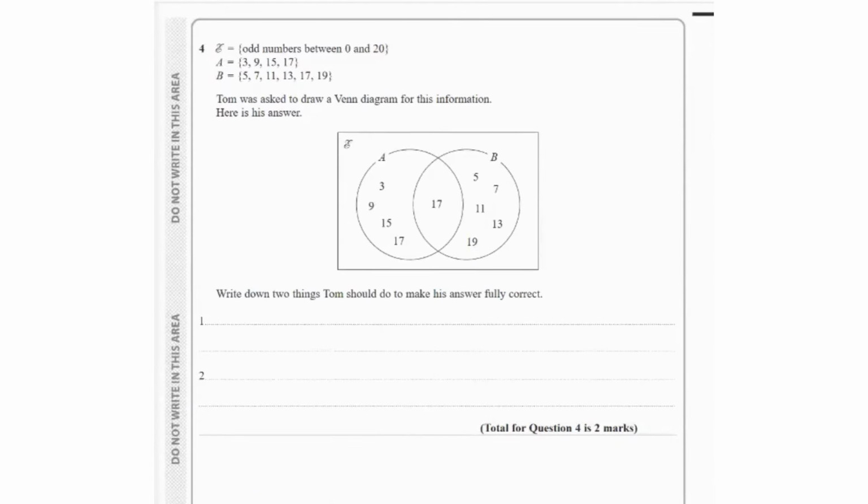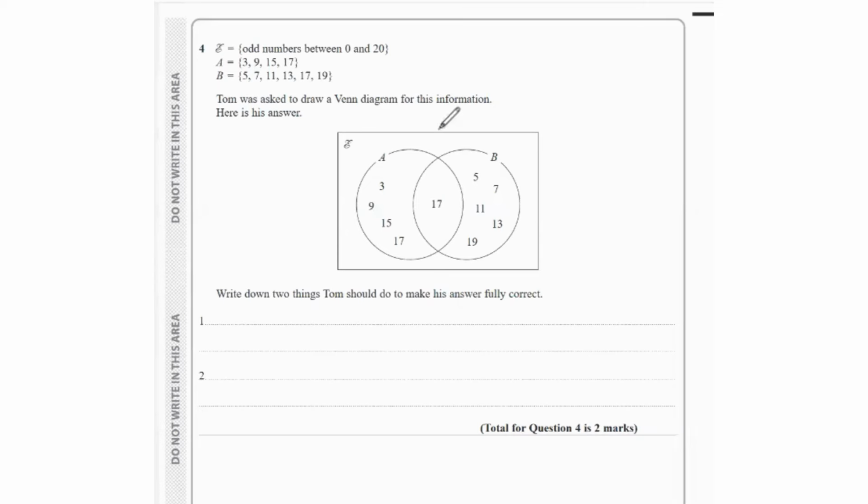Then it says that we have a universal set which has odd numbers between 0 and 20. Set A has the elements 3, 9, 15, and 17. Set B has the elements 5, 7, 11, 13, 17, and 19. Tom was asked to draw a Venn diagram for this information. Here is his answer. Write down two things Tom should do to make his answer fully correct.